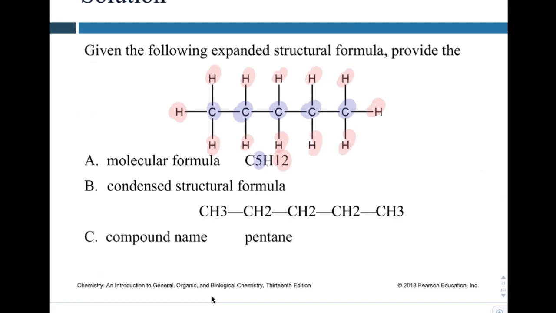My condensed structural formula, we're going to break down every carbon and see how many H's it has attached that go with it. So with carbon number 1 here, I have 3 H's, so CH3. Carbon number 2, I have 2 H's, CH2. Carbon number 3, 2 H's, CH2. Carbon number 4, 2 H's, CH2. And carbon number 5, 3 H's, CH3. Because I have 5 carbons, I know it's pent. And because it's all single bonds, I know it is ane.